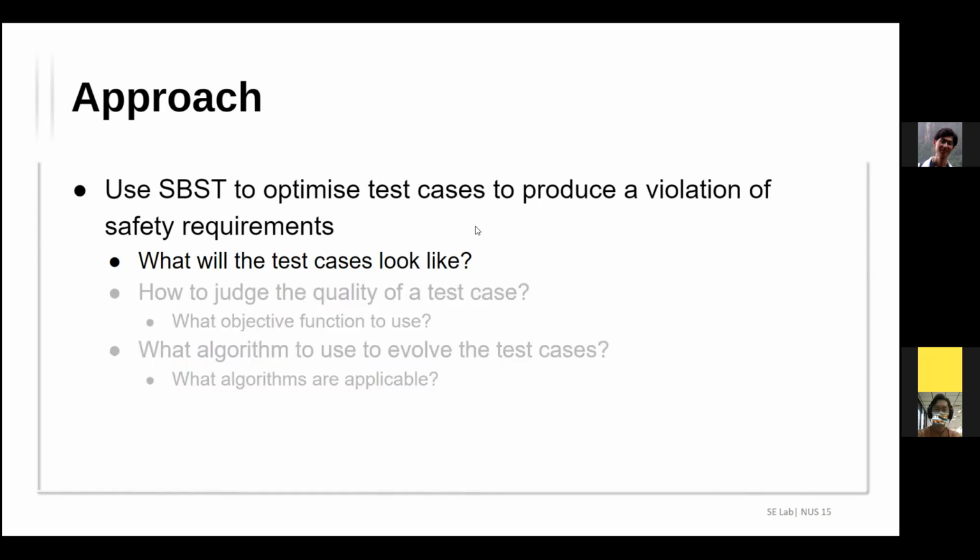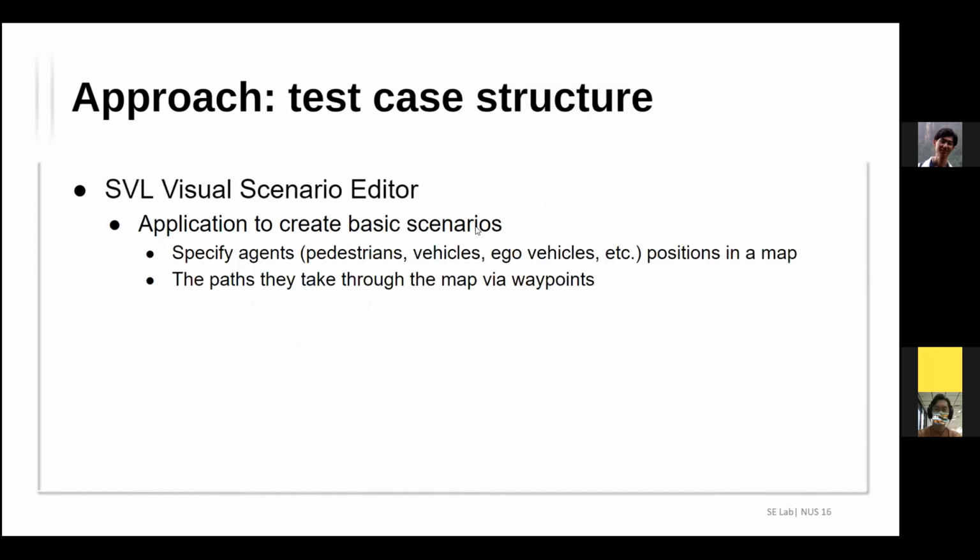So we look at these three questions in turn. The first will be what the test cases look like. For this, the authors propose using what they call a noise vector data structure. Before we talk about the noise vector, we'll talk about the basic representation of a scenario. First, the authors use a tool called the SVL Visual Scenario Editor to generate a basic scenario.